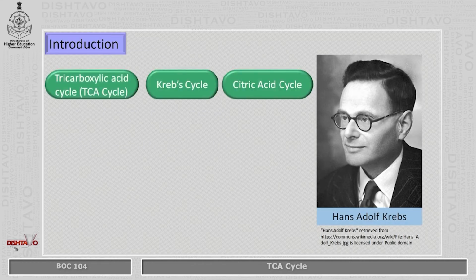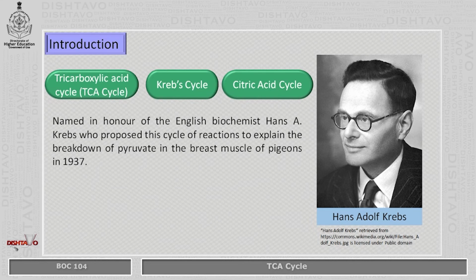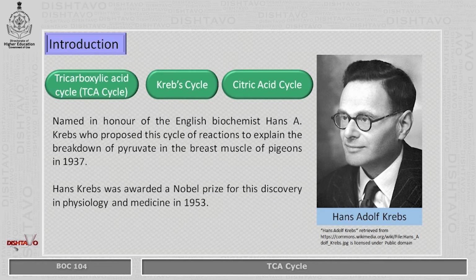The TCA cycle, known as the tricarboxylic acid cycle, which is also called the Krebs cycle or citric acid cycle, was named in honor of the English biochemist Hans A. Krebs, who proposed this cycle of reactions, which he observed in the breakdown of pyruvate in the breast muscle of pigeons way back in 1937. Hans Krebs was awarded the Nobel Prize in physiology and medicine for this discovery in 1953.